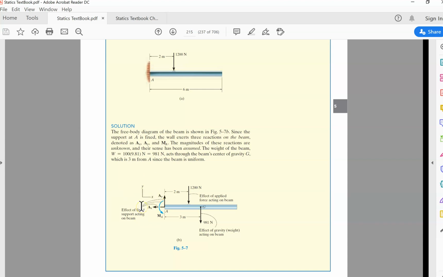Drawing the free body diagram is extremely important, because without the free body diagram you will not be able to proceed to the next level of calculation.